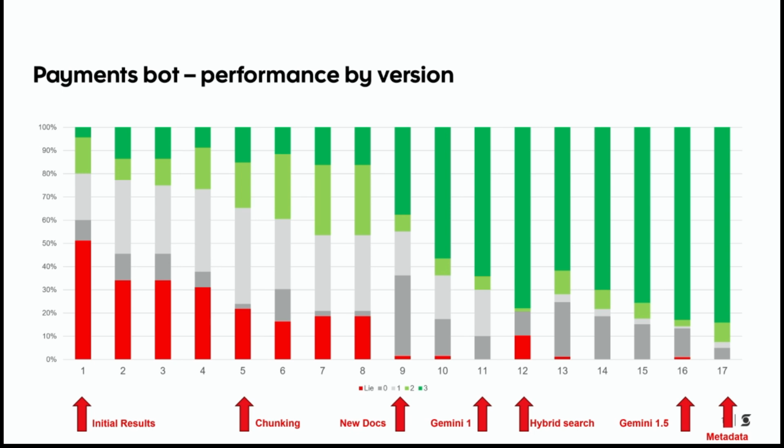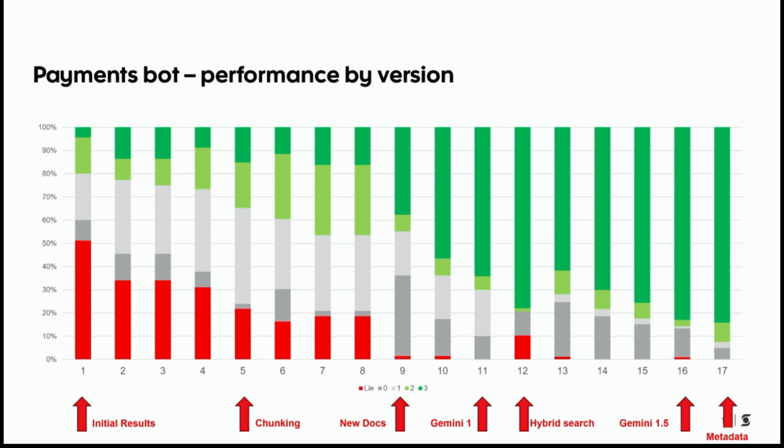The very first experiment had a lie rate of above 50%. The very last experiment, which is currently in production with test users, had no lies at all and nearly 95% of high quality answers.